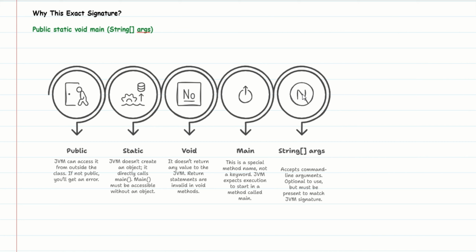Then we have void, which is the return type. Usually the main method doesn't return any value to the JVM. Even if you write return 0, that's invalid in main methods. Then we have the name, main. This is not a keyword but a special method name.